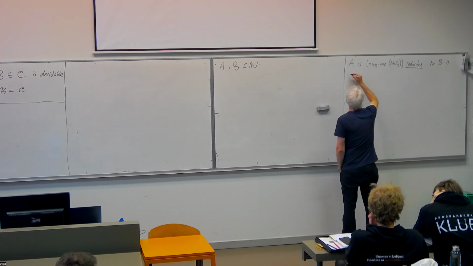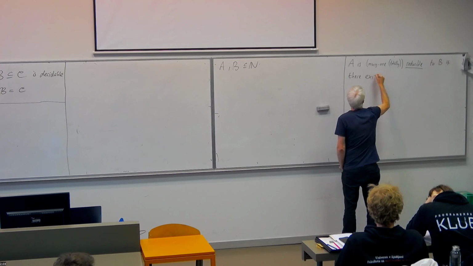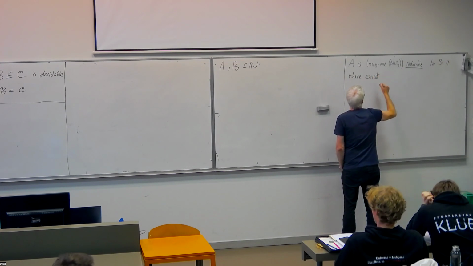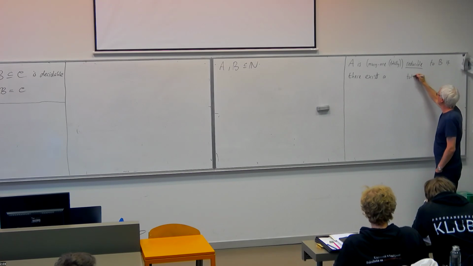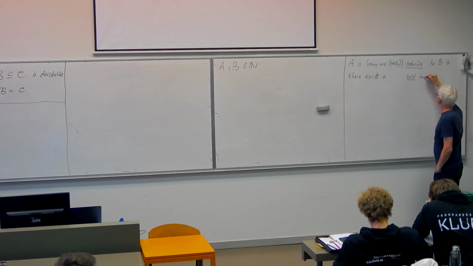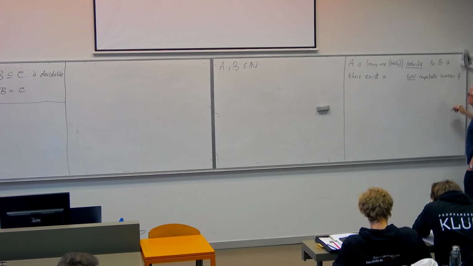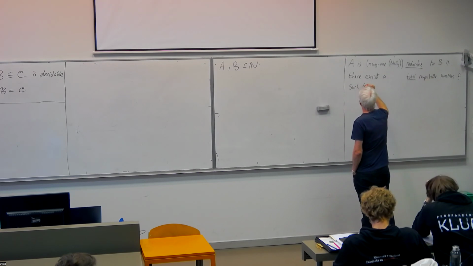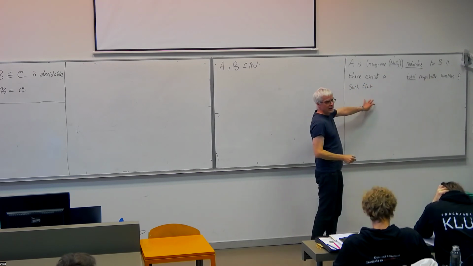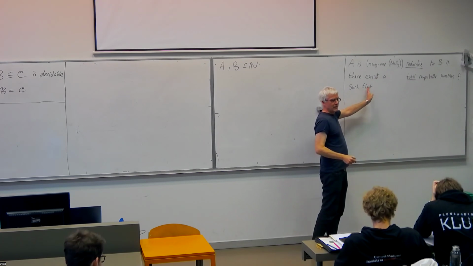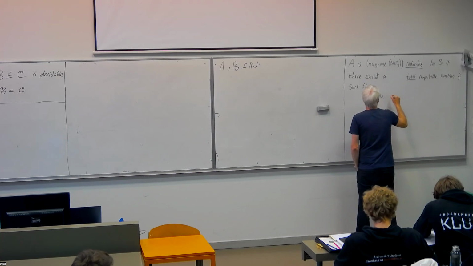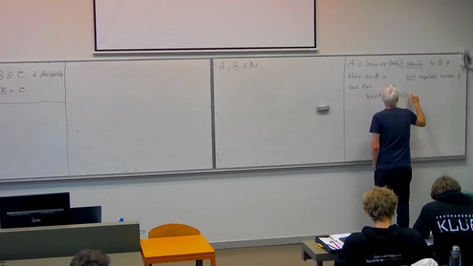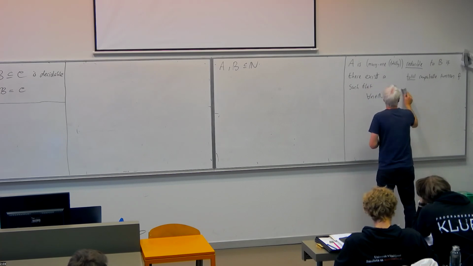And what that amounts to is if there exists a total computable function F such that, and the point is, for any natural number, we can test if it belongs to A by applying F to it and testing if it belongs to B. So for any natural number n, n belongs to A if and only if F(n) belongs to B.